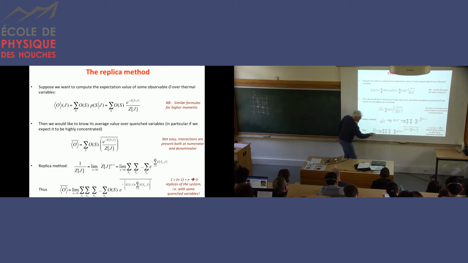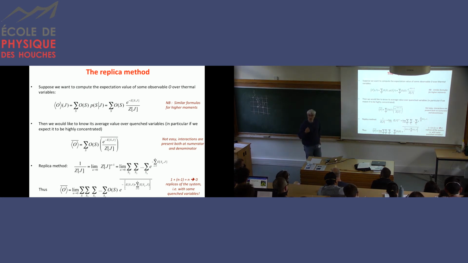So in total I have 1 plus n minus 1, which is n, the total number of replicas of my system. And that should make sense when we are interested in the limit when n goes to 0. The interesting thing here is that the quenched average is done only in the exponential factor. And you see that all the J's, the quenched interaction matrices, are in the energy function for all the replicas. So is it clear about that?